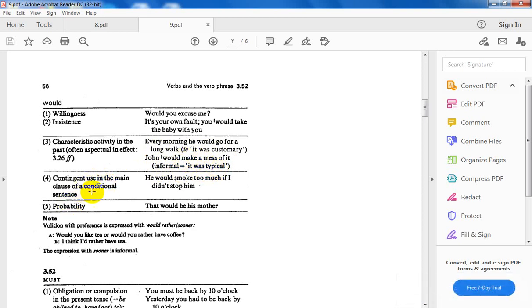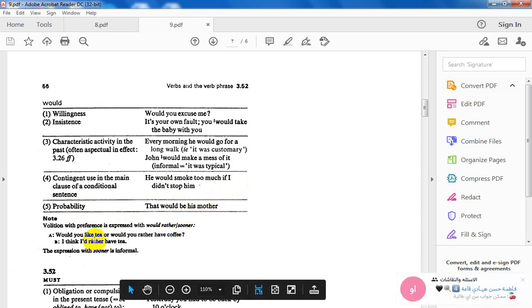Contingent use in the main clause of a conditional sentence, one of the cases of if conditional. He would smoke too much if I didn't stop him. Probability: that would be his mother, meaning it is probable to be his mother. Volition with a preference is expressed with would rather or sooner. Just like, would you like tea or would you rather have coffee? I think I would rather have coffee. So with rather, it's expressing preference.